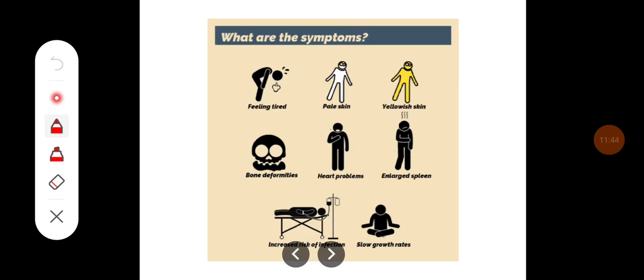Okay, so these are some of the symptoms of thalassemia: feeling tired, pale skin. The yellowish skin occurs because of the excessive hemolysis. There can be bony deformities. They can be associated with heart problems. There is an enlarged spleen because of the excessive hemolysis, which can occur in spleen. Okay. And they are susceptible to infection because of the repeated blood transfusion, and stunted growth or slow growth rates are seen in them.